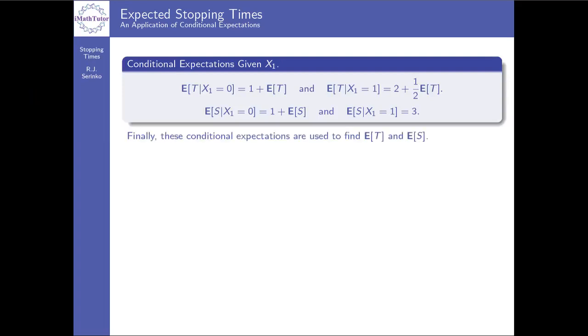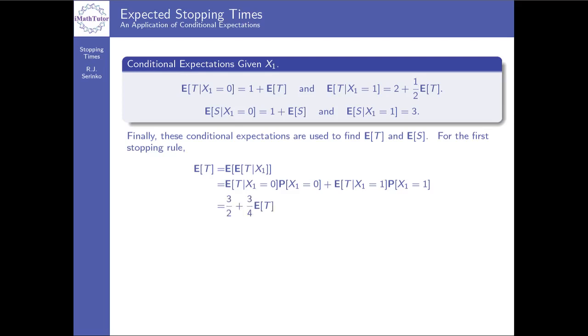Finally, these conditional expectations are used to find the expected value of t and s. Again, going back to our trusty result from probability theory, the expected value of t is the expected value of the conditional expectation of t given x1. Using the definition of expectation, we arrive at the second equation on the right, and then substituting, that becomes 3/2 plus 3/4 the expected value of t. This is solved for the expected value of t. Hence, the expected value of t is 6.